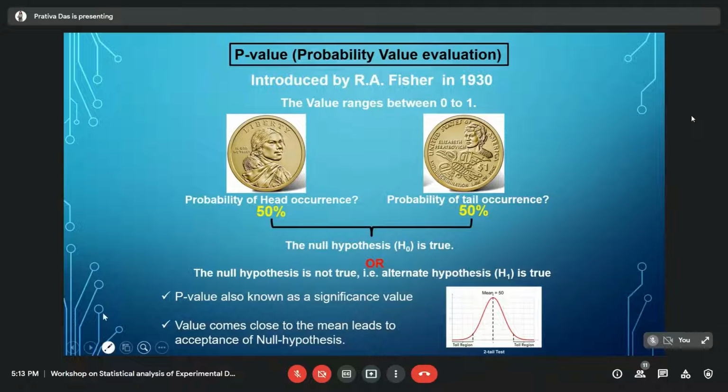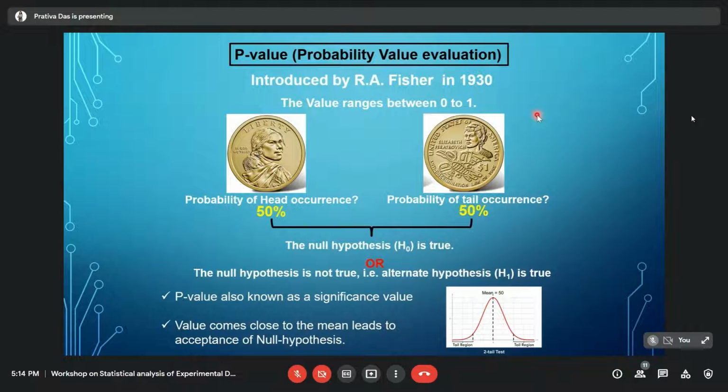Now, I have a simple example here. Let's consider a $1 coin and consider that it is a fair coin. If you toss the coin, the possibility of occurrence of the head is 50%, and the same for the tail occurrence as well. So if this is true, then your null hypothesis is true. And if this is not true, that means the alternate hypothesis is true.